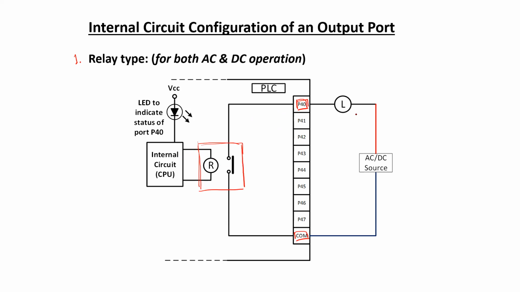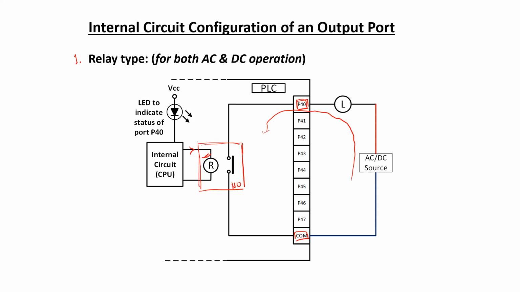So when the CPU is sending some signal for actuating some output, that signal is going to energize the coil of the relay, and when the coil of the relay is getting energized, it is going to make or break the associated contact. For this case, the normally open contact is shown. So when this coil gets energized, this contact will close, and the corresponding current will start flowing through the load.